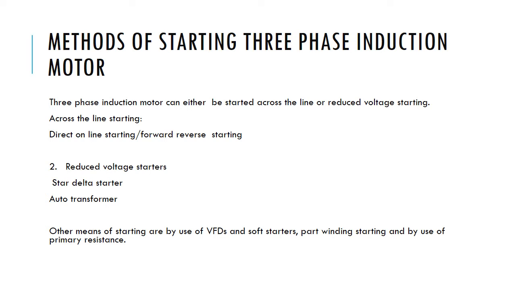Then we have reduced voltage starters. The main reason why we apply reduced voltage starters is to limit the inrush current during motor starting. The reduced voltage starters are generally employed in motors above 5 horsepower, but across the line starting is for motors with less than 5 horsepower, and therefore they don't have much effect during starting. So in this category of reduced voltage starters, we have star delta and auto transformer starters.